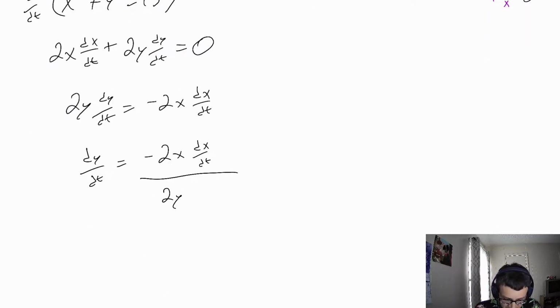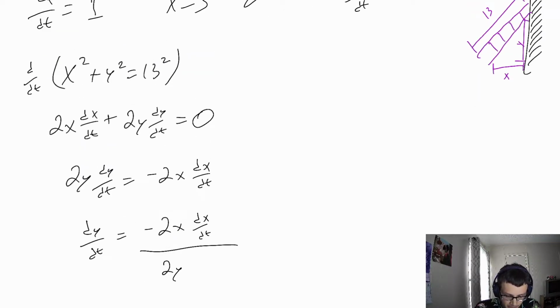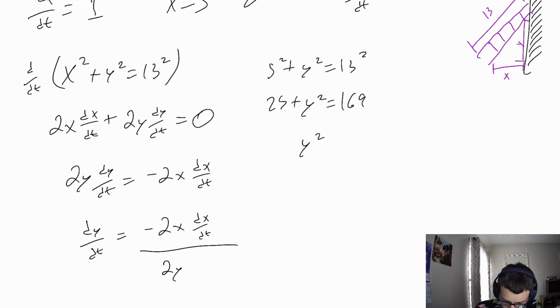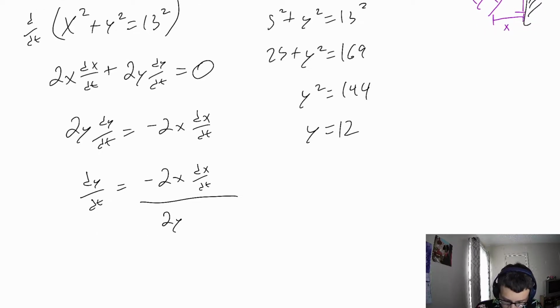The only thing we're missing is the value of y, but we can find that because we know that 5 squared plus y squared equals 13 squared. Right? We're plugging our given x value into here to tell us our y value. So 25 plus y squared equals 169. Y squared equals 144. Y is 12.